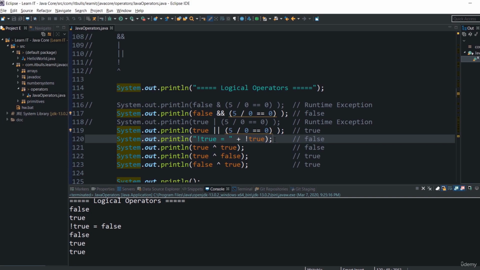Logical OR operator returns true if at least one operand is true. That's why JVM doesn't care about right-hand operand if the first one is true. You can see how logical unary NOT works in this example. It just turns true to false and false to true.